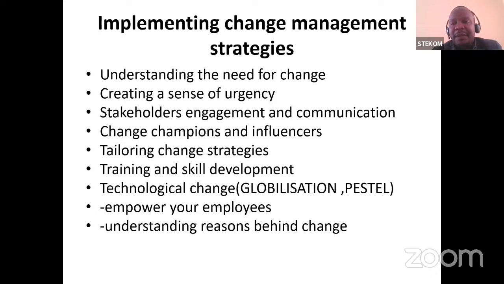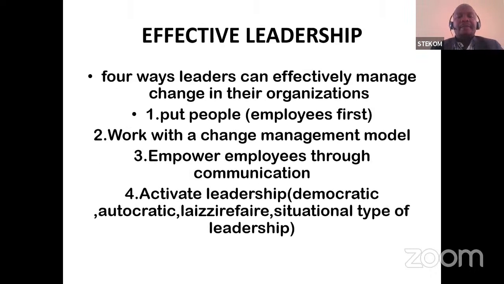The other one is that employees have to be empowered. How can we empower the employees? You communicate to them, you do some sensitization, some civic education. You make sure that you are working as a team so that they know the change which is coming, to avoid what I already mentioned, resistance to change. Issues about leadership.